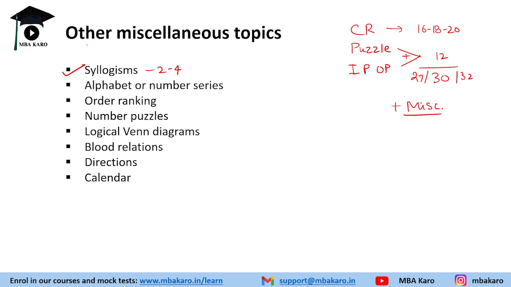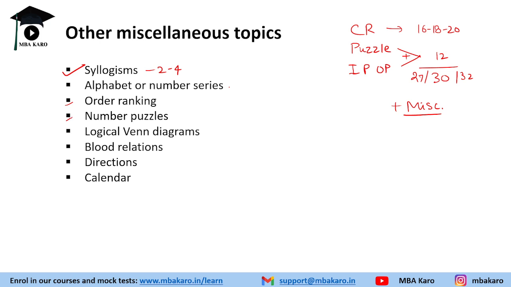Then apart from that, you get questions on alphabet or number series, which may or may not come, right? Then there could be questions on order ranking. Order ranking could be like there are 30 people sitting in a row, a person is seventh from the left, etc. Okay, so this is more likely to come.